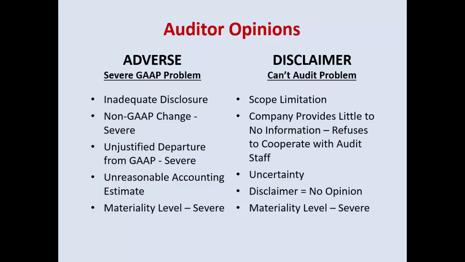Now over on the right, the disclaimer. This will never be due to a GAAP problem. If there's a GAAP issue, it's not a disclaimed opinion. A disclaimer means you can't audit. For some reason, you don't have enough information. So technically, a disclaimer is not an opinion at all. You're disclaiming opinion because you can't give one. You don't have enough information. And here the materiality level will be severe. So think bad, really bad.